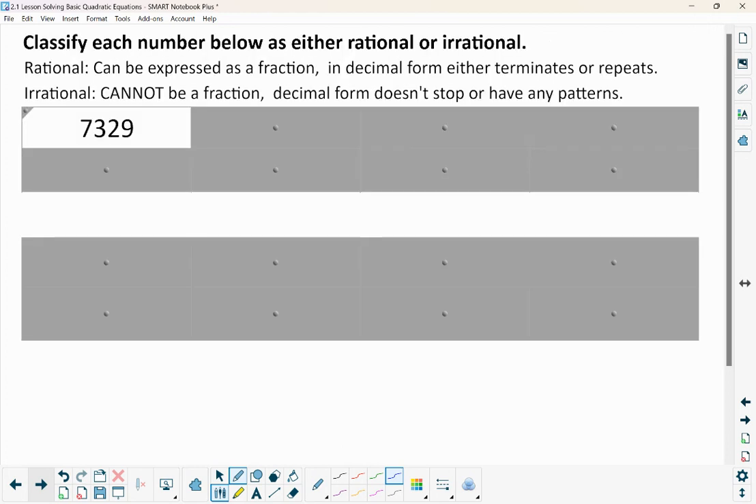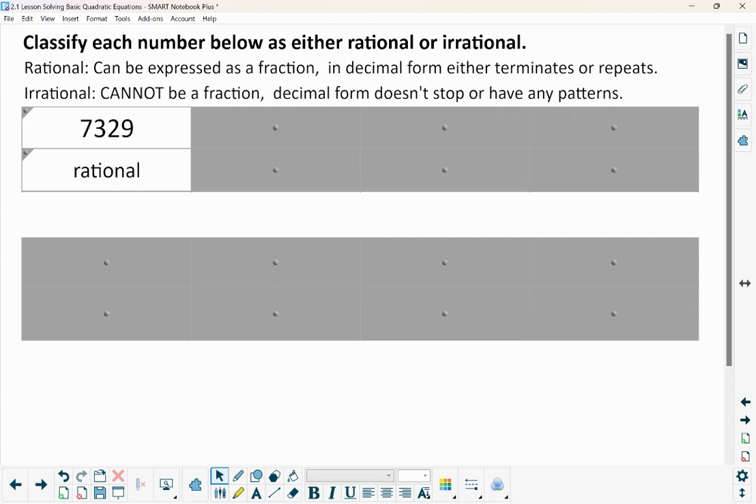So I have some numbers that I just want to classify as being rational or irrational. The first one is 7,329. Any whole number is definitely a rational number. In fraction form, it would just be 7329 over 1. So kind of a boring fraction form, but it can definitely be represented as a fraction. So it is a rational number.